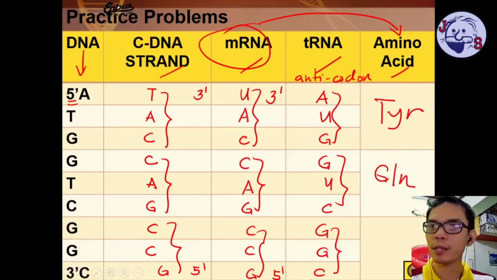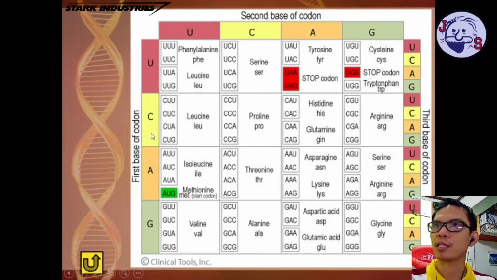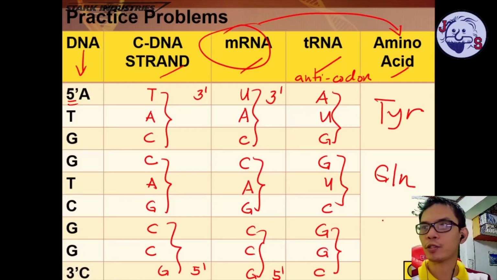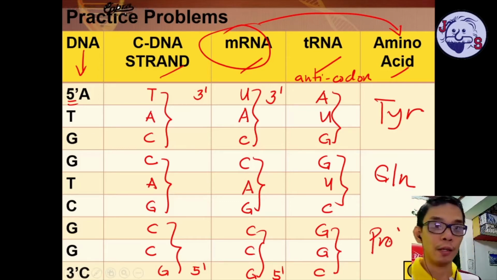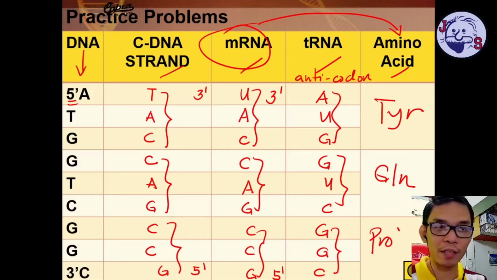Next group is the CCG. CCG, that is proline. Did you get the same amino acids as the ones that I have right here? If so, just comment your answer in the comment section below this video.